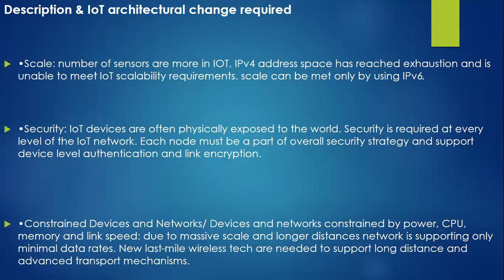First one is the scale. The number of sensors is more in IoT. IPv4 address space has reached exhaustion and is unable to meet IoT scalability requirements. So scale can be met only by using IPv6. As you know, the evolution of this internet protocol: previously, we had IPv4. Basically, you can check your laptop network settings. If you are trying to place a manual network IP, there will be versions like IPv4 and IPv6 exactly. Usually we prefer IPv6, and obtain IP address automatically.